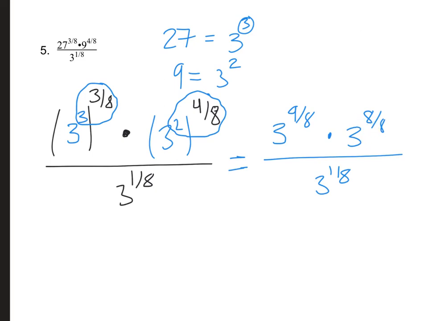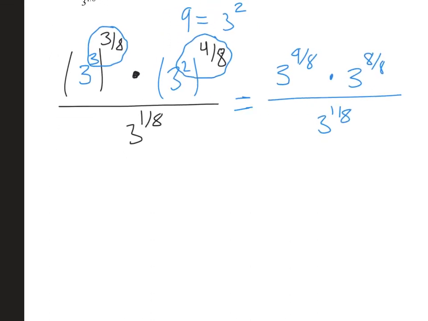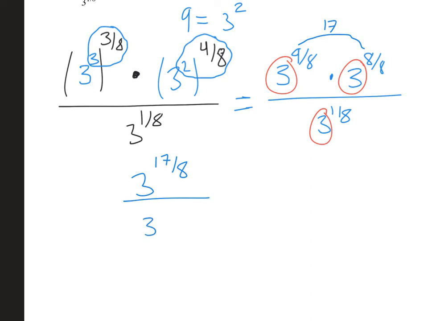So as I continue working this problem, I've got to start simplifying things. Now these are the same base. Now I've got base 3, base 3, base 3. So now I can start combining these exponents as I want, right? When I multiply terms, my exponents will add together. So the top will simplify down to 3 to the 17 over 8, right? Because 9 plus 8 is 17. And the denominator stays the same, so I have 3 to the 17 over 8 divided by 3 to the 1/8.